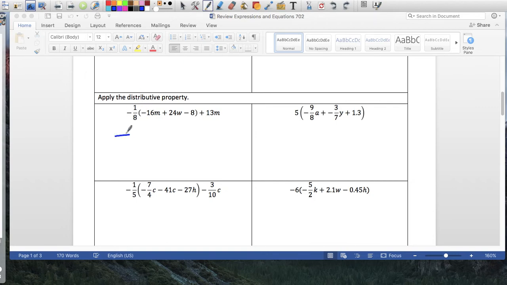1/8, negative and negative is positive, and 1/8 of 16 is just 2, right? 2m. Negative and a positive is a negative. 1/8 of 24 is 3w. 1/8, negative and negative is a positive, and 1/8 of 8 is 1, plus 13m. Can I combine anything? I can combine. Okay, hang on a second.